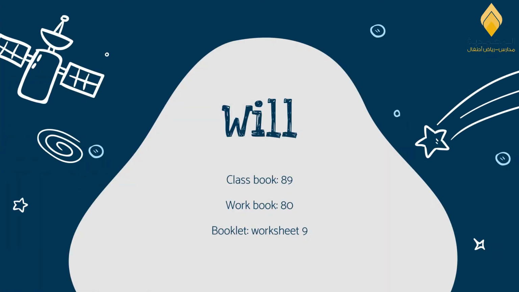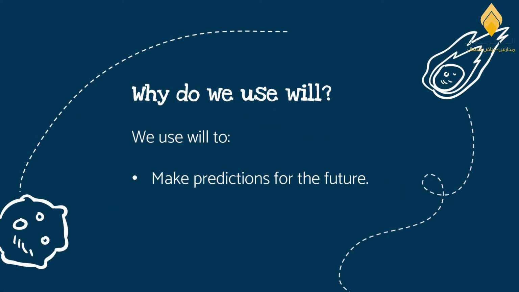Now let's start with our grammar for today, which is will, in your class book page 89, workbook page 80, your worksheet number 9 in your English booklet. First of all, we have the question: why do we use will? We use will to make predictions for the future. When you want to predict that something will happen, you are going to use will. So we are making predictions for the future.